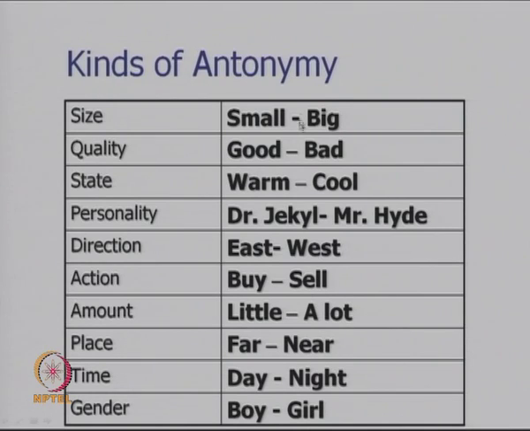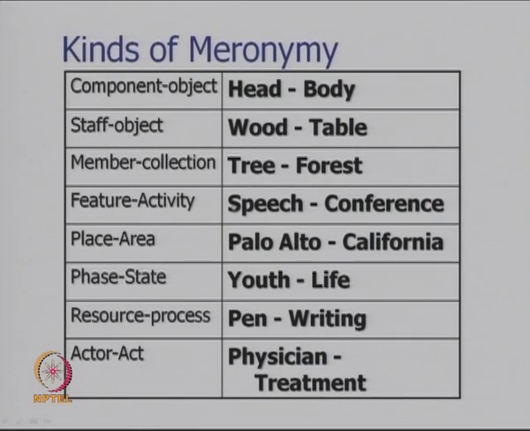So, there are different kinds of antonymy which when stored in the WordNet make the WordNet richer. There are different kinds of meronymy also. Meronymy is part-of and whole-of relationship.